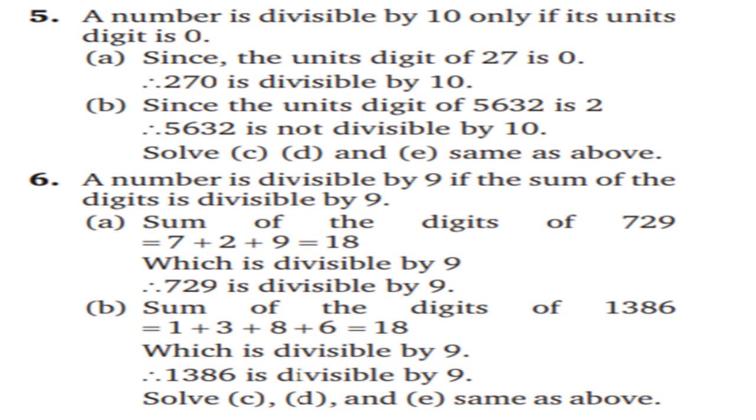Now B part, you will see, so B part is 1386. Now sum of the digits of this number is 18. Now 18 is divisible by 9. Therefore this number is also divisible by 9. Now similarly you have to solve C, D and E part of this question.